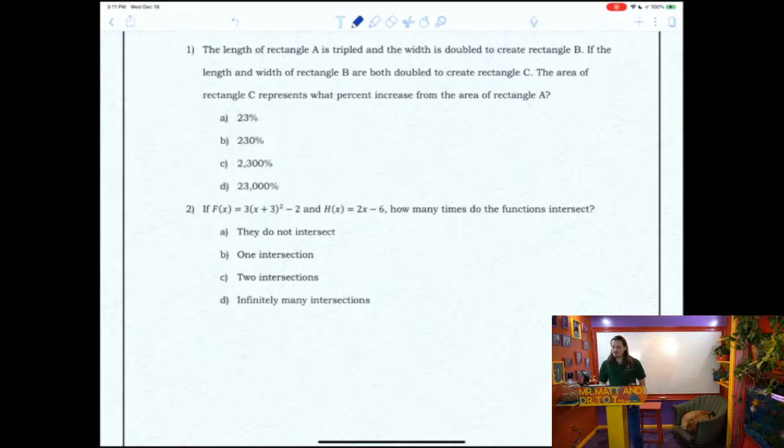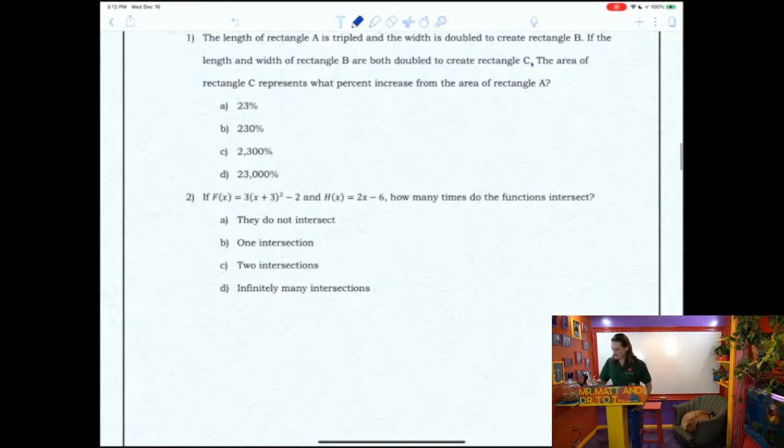So question number 1: the length of rectangle A is tripled and the width is doubled to create rectangle B. If the length and width of rectangle B are both doubled to create rectangle C, the area of rectangle C represents what percent increase from the area of rectangle A?